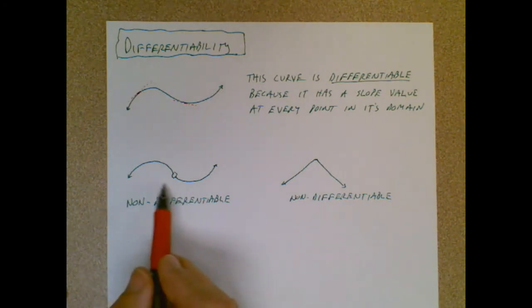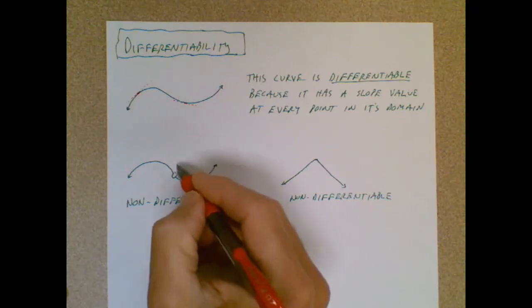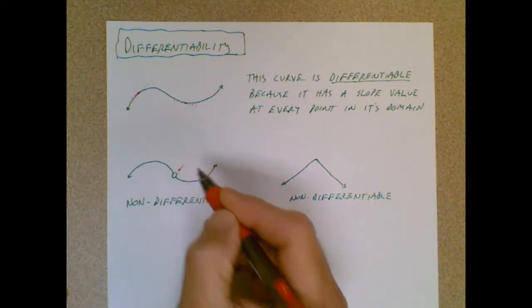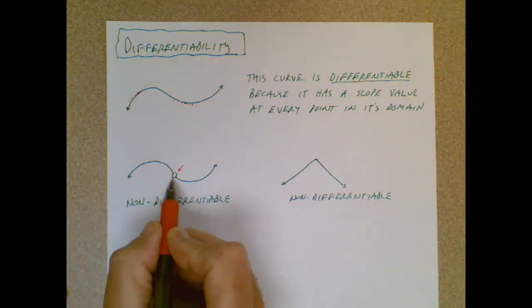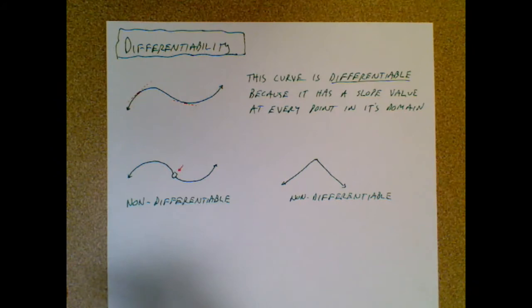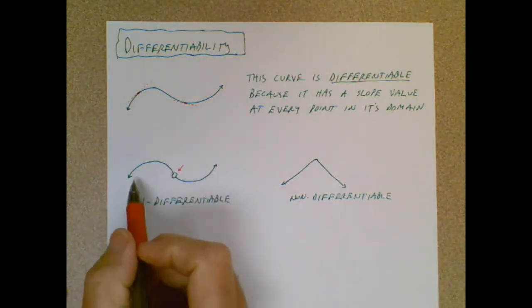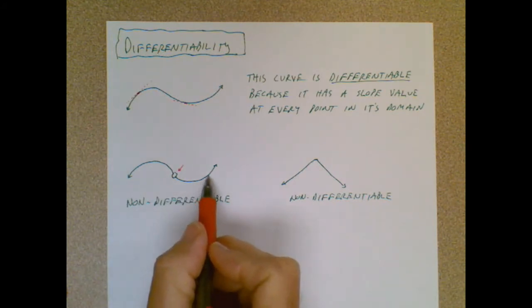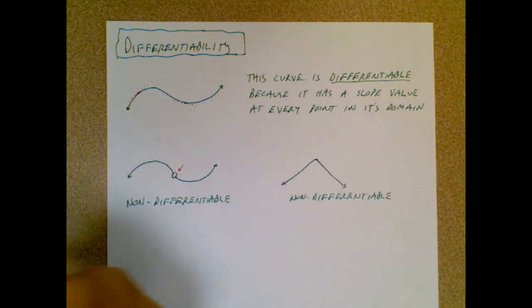This curve right here is not differentiable, and it's all because of this one spot right there. We have a discontinuous spot, but now I have entered this little detail black hole that says at that spot, I can't find a slope because that spot's not there. So you can't say that you can find a slope for every point in this domain because you can't at that spot, so it's non-differentiable.